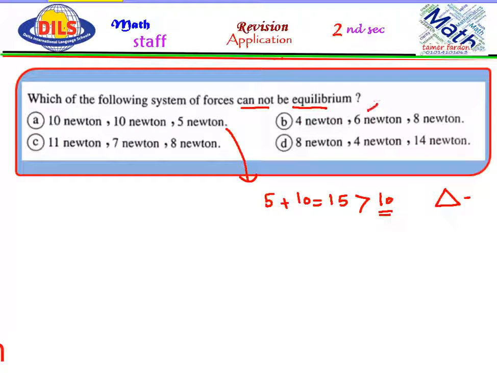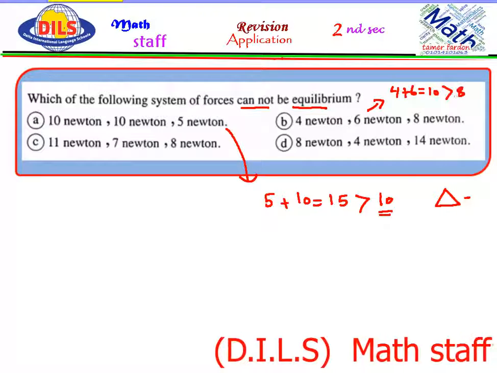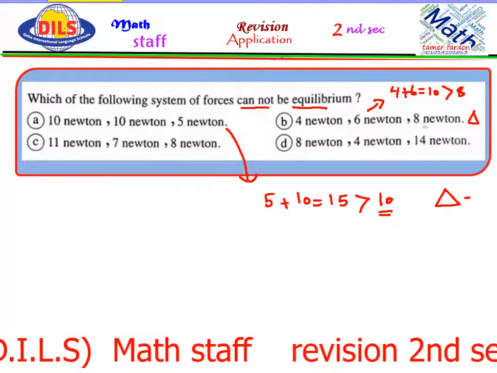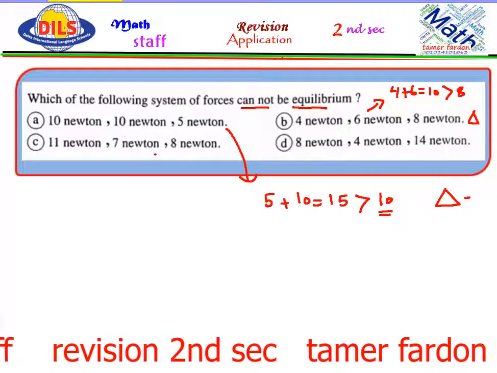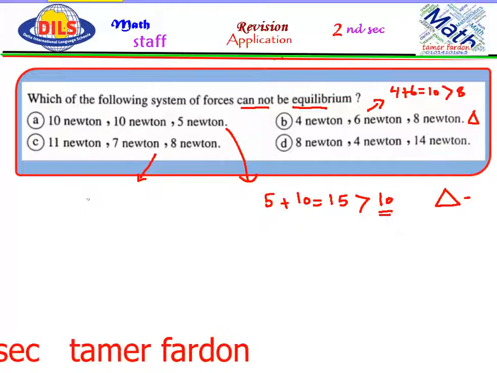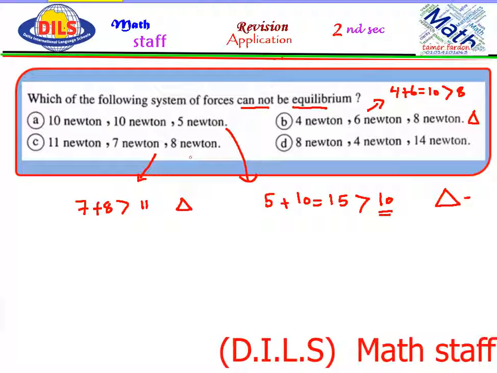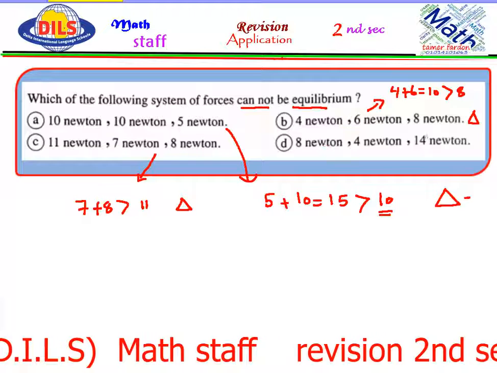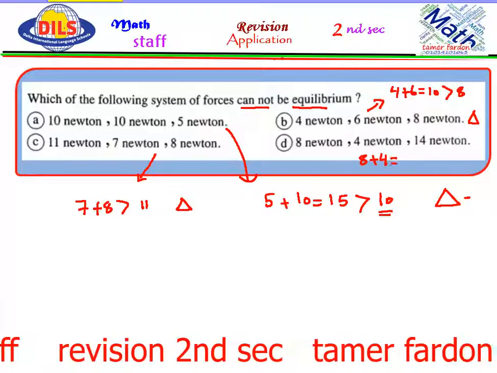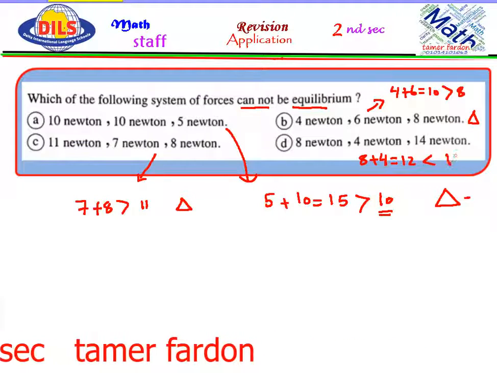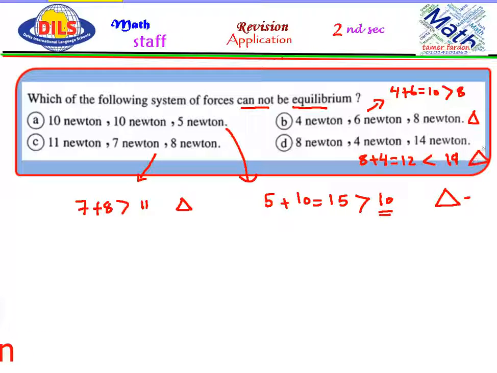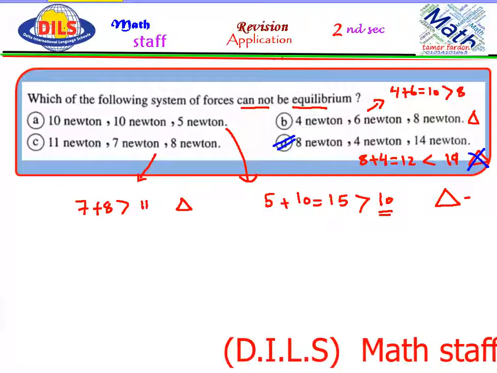Second, 4, 6 and 8. Also 4 plus 6 is 10, greater than 8, so it's valid to be sides of a triangle, so the system can be in equilibrium. The third system, 11, 7 and 8: 7 plus 8 is greater than 11, so it's valid to be sides of a triangle, so the system can be in equilibrium. The last one, 8 plus 4 equals 12, less than 14, so it's not valid to be a triangle, so the system cannot be in equilibrium. So the correct answer is B.